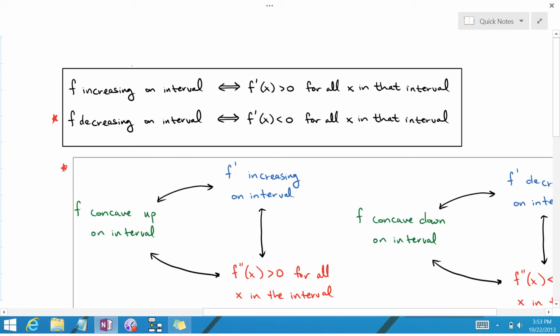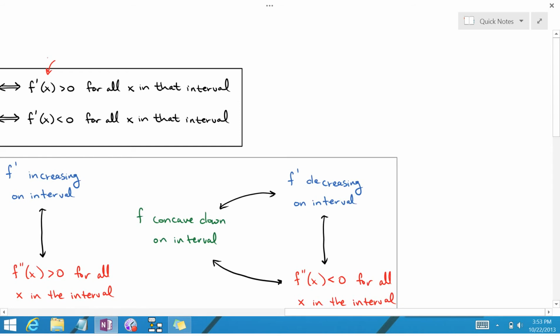F is increasing on an interval, and I want to stress that we're talking about an entire interval. If the derivative of f is positive for all x in that interval, and that makes perfect sense. If the derivative is supposed to represent the slope of the best linear approximation, the tangent line to the graph, then if the slope is positive, then obviously the linear approximation is increasing. As we go right, it's going up.